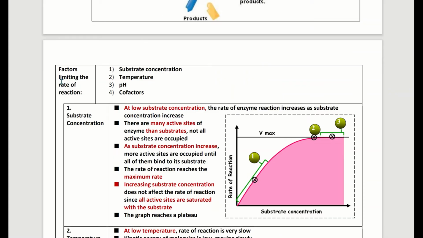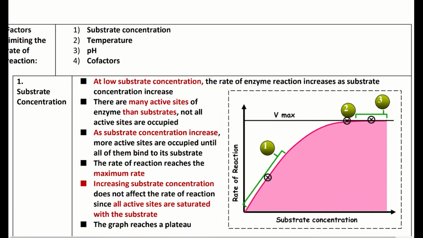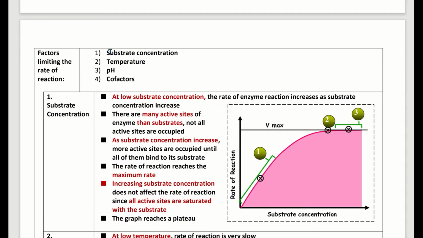Okay. So next, factors limiting the rate of reaction. So ada empat faktor lah kita akan tengok: substrate concentration, temperature, pH and cofactor. Macam mana faktor ini boleh limitkan rate of reaction? Okay, so first, substrate concentration. At low substrate concentration, so kalau tengok dekat graf ni, bila substrate low, bahan kita sikit, the rate of reaction increases as substrate concentration increases.